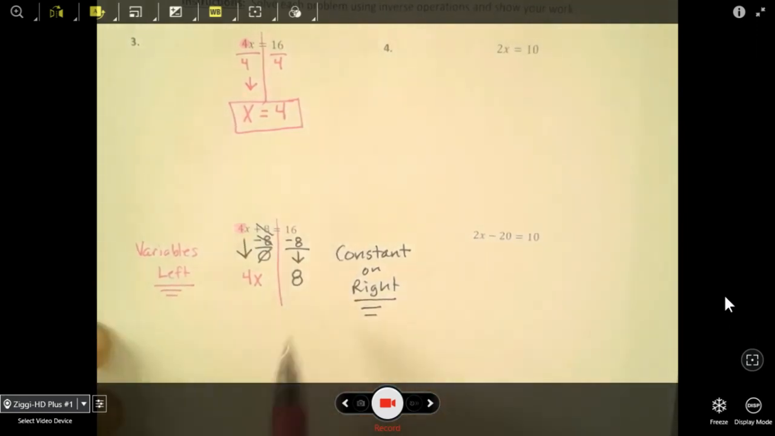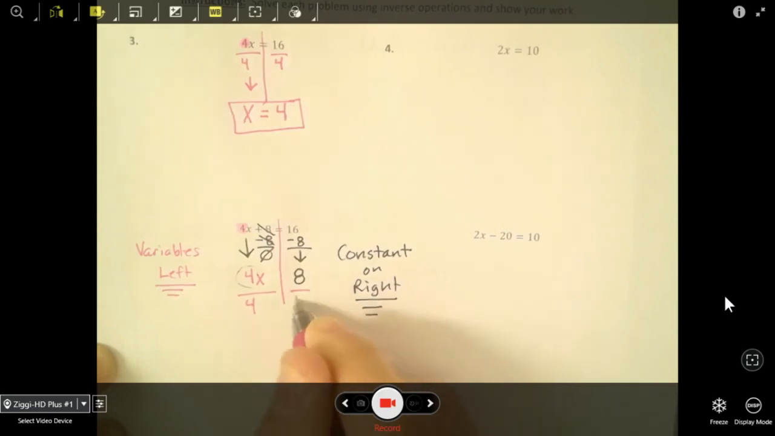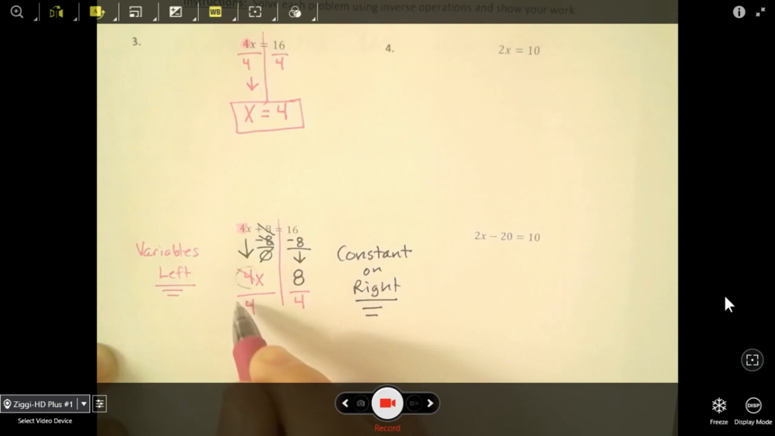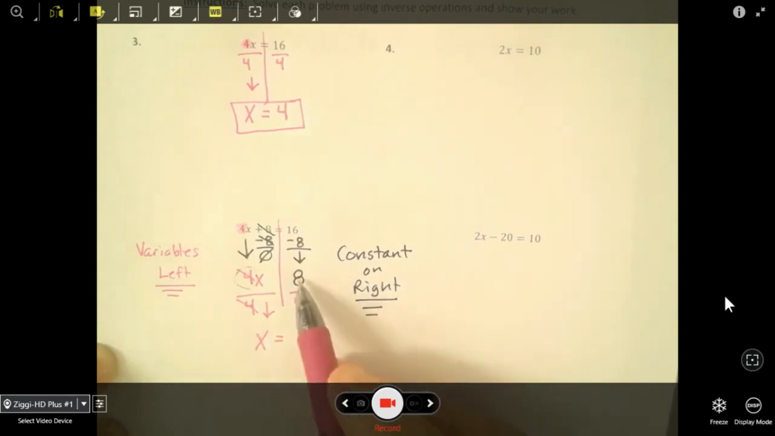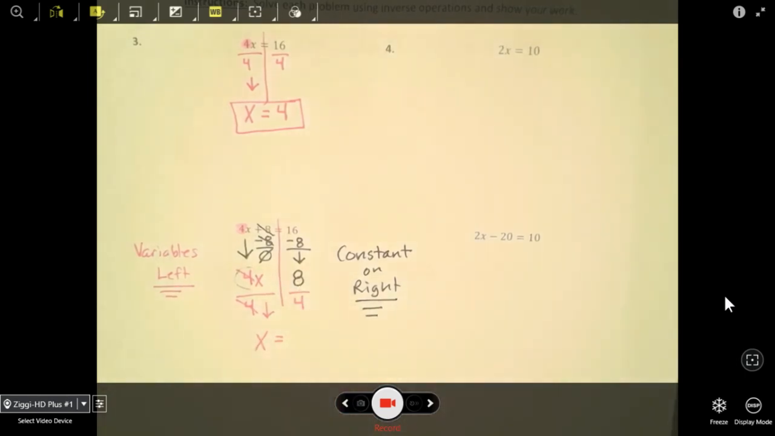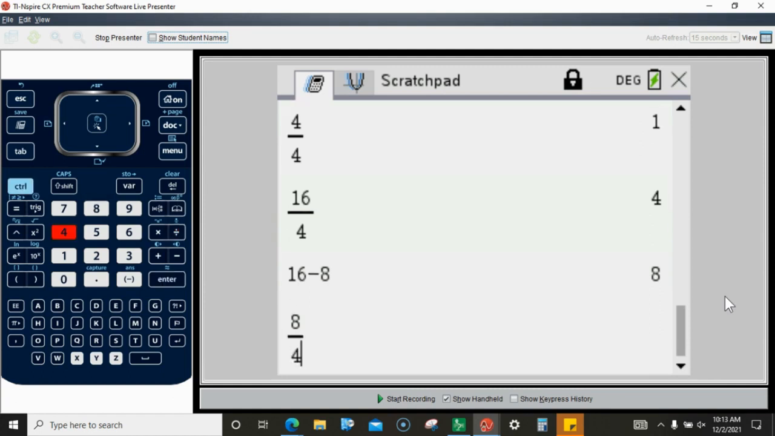So let me go ahead and do this final step. I'm going to divide by this coefficient right here of 4. And whatever number is in front of the variable is the number you divide by. And then I'm going to divide this other side by 4 as well. Now we already know that 4 will go into 4 one time, and that just leaves me with x. And then 8 divided by 4, if I go to my calculator, 8 divided by 4 gives me 2.